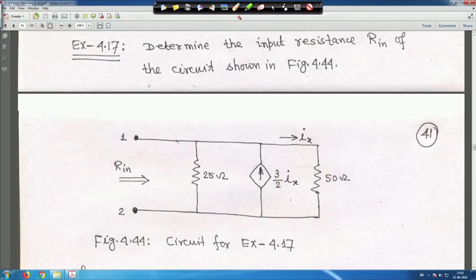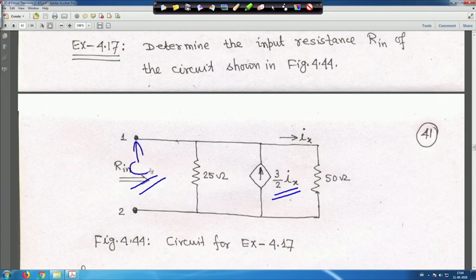Okay. So, we will come back to this another one. Here you have to find out your R in, that is your R Thevenin, right. Here one dependent current source is there. If a dependent current source is there, then better you put one independent current source or voltage source. Here we will put one independent current source, right.